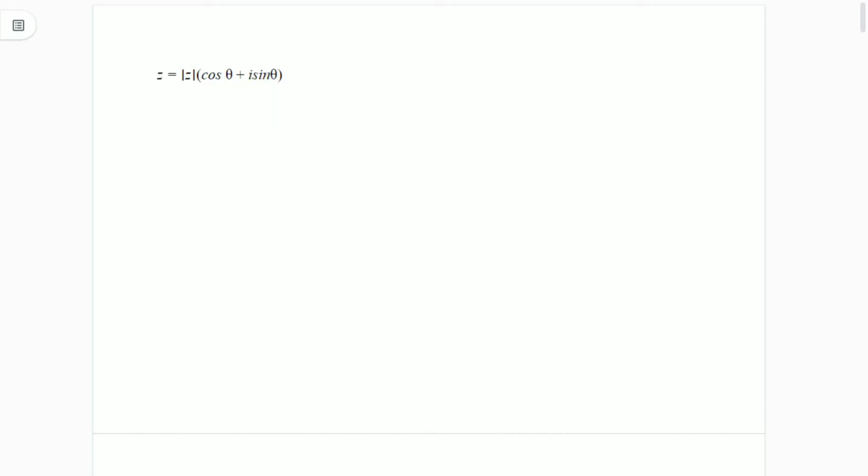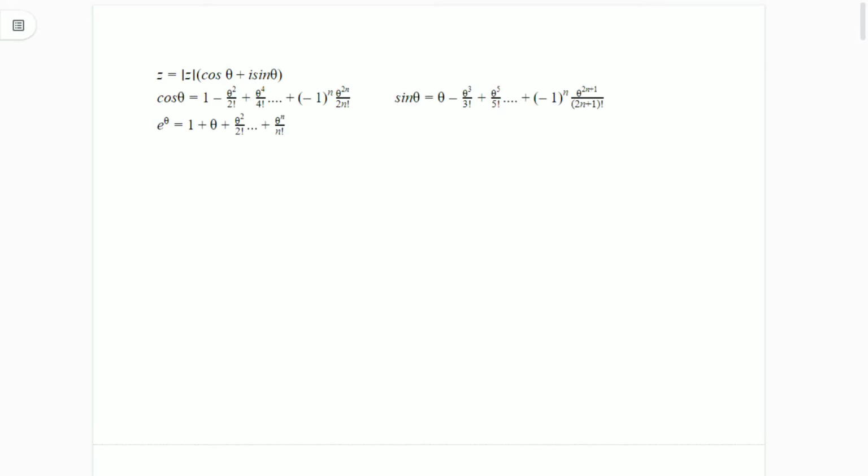Okay, let's begin with a complex number z, which is equal to the magnitude of z times, all in brackets, cos theta plus i sine theta. Now I'm going to write down what the Maclaurin's expansion of cos theta, sine theta and e to the theta is, which is just the same as if theta was an x. Now I'm going to replace cos theta and sine theta in z with their Maclaurin's expansions, giving us this very ugly equation. I'm now going to expand the i times sine theta bracket and reorder everything in ascending powers of theta like shown.